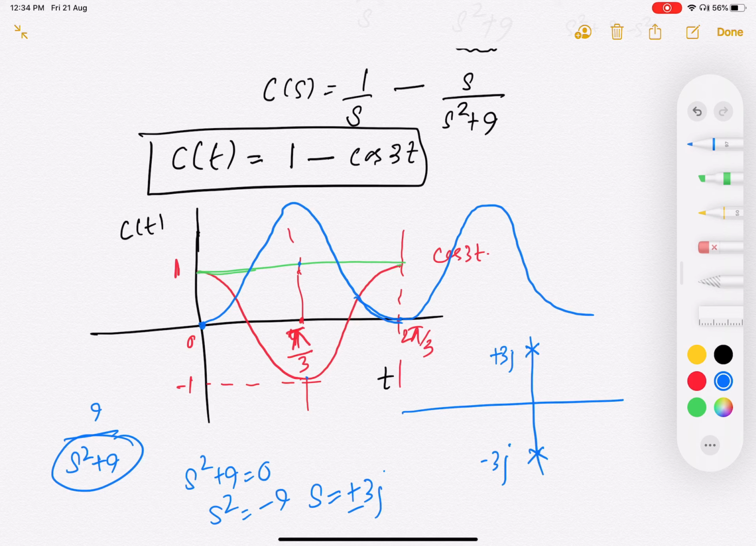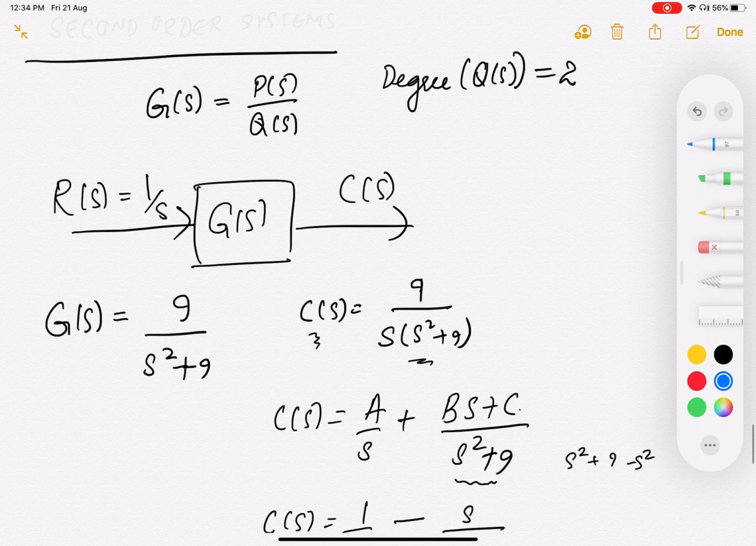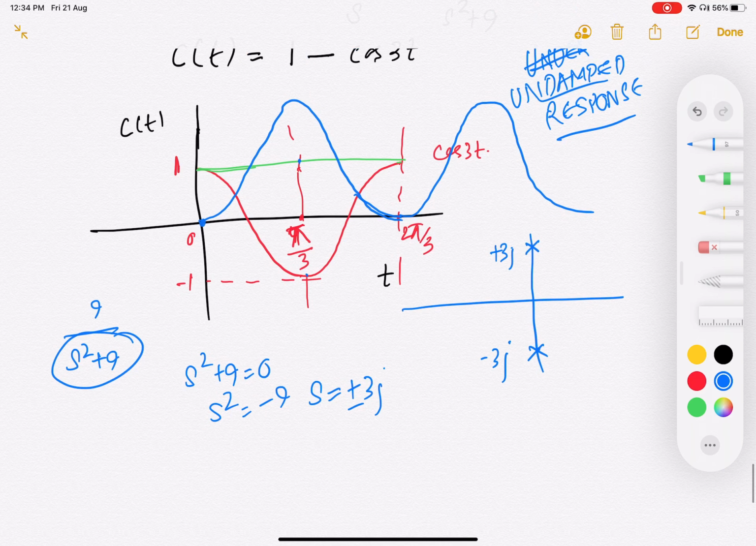Now this is one type of second order response. This is called the undamped response, because there is no damping. Damping means that the oscillations should finally die out, but these oscillations will be continuously there in the system. So for a second order system given by this, subjected to the step input, we get a continuously oscillatory response given like this. Right.